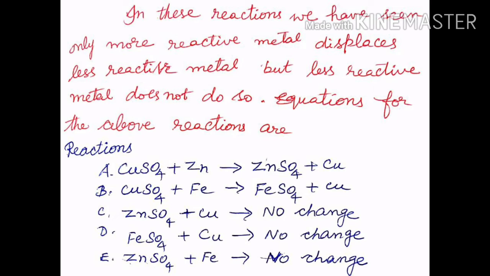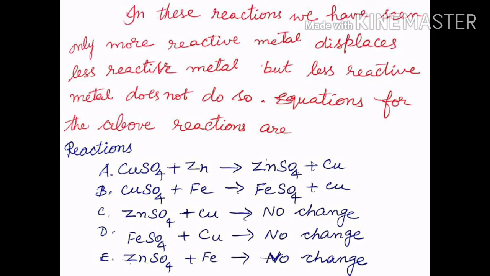CuSO4 plus Zn gives ZnSO4 plus Cu. Zn is more reactive than the copper in copper sulfate salt solution. That's why the displacement takes place. In B, CuSO4 plus Fe gives FeSO4 plus Cu. Fe is more reactive than the Cu. Iron is more reactive than the Cu, that's why the displacement reaction takes place.